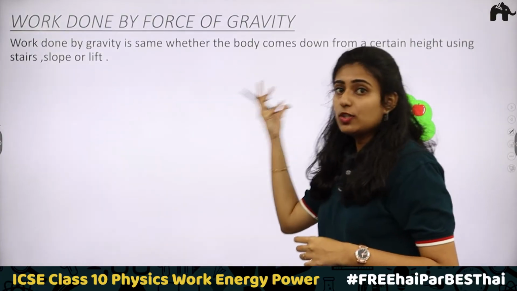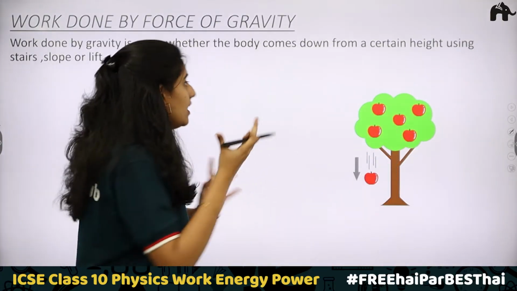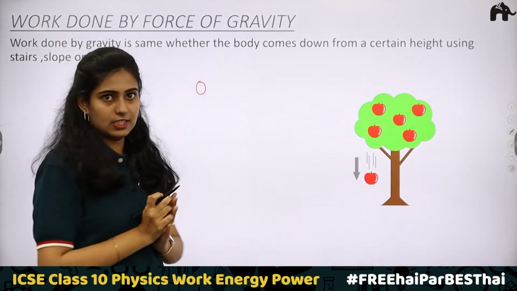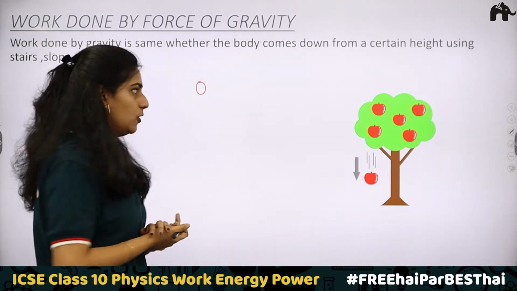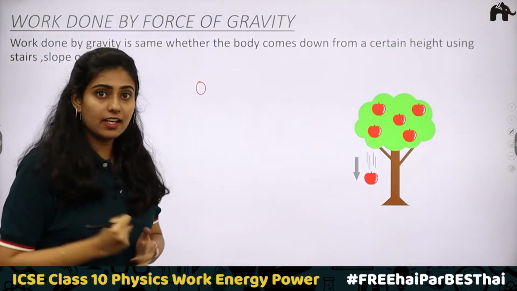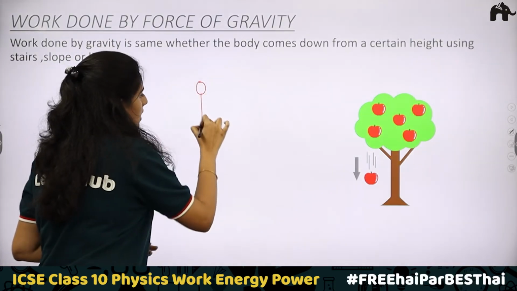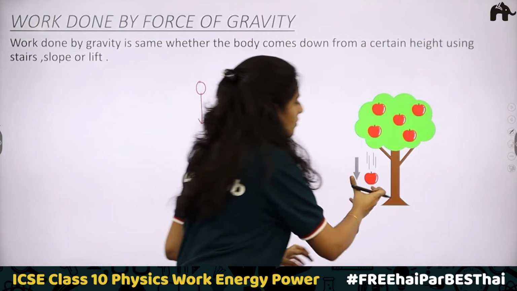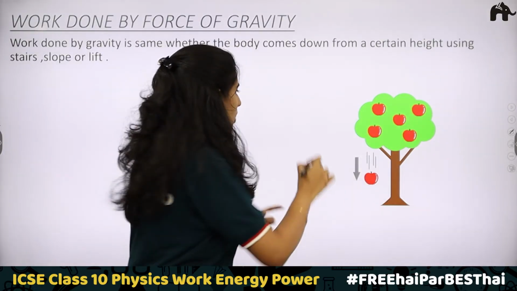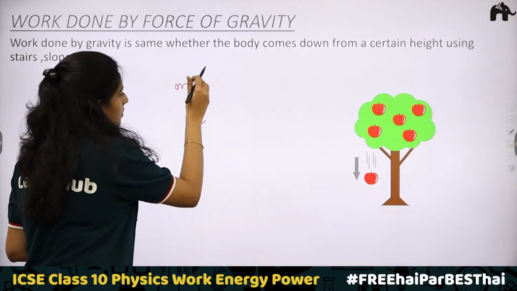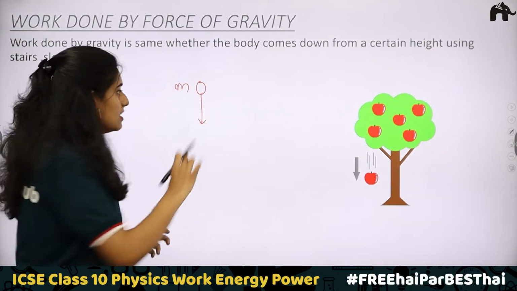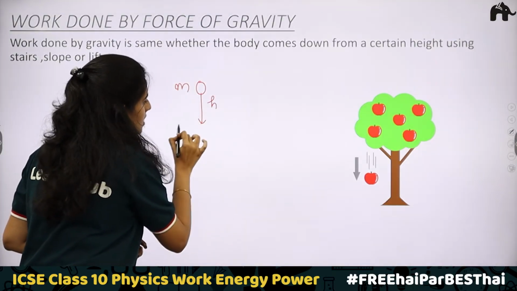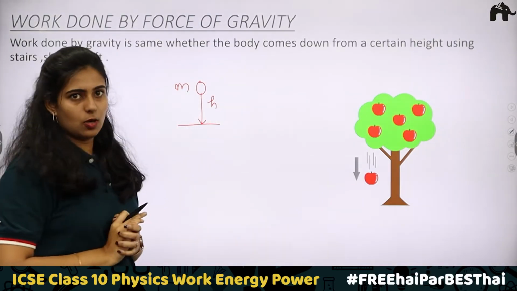So, work done by force of gravity. We know that every object is attracted towards the center of earth by force of gravity or weight of our body. Any object will be attracted to the center of earth. So, here you can see an apple falling. Why is it falling? Because the force of gravity is acting. A body of mass m, when it falls, what happens? It is traveling through a distance h. Okay. It is traveling a height h to reach the ground.